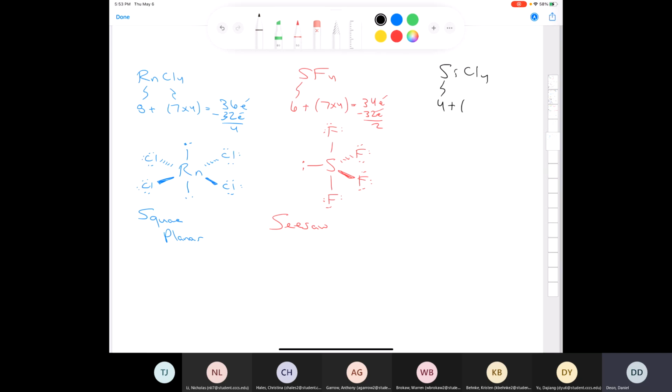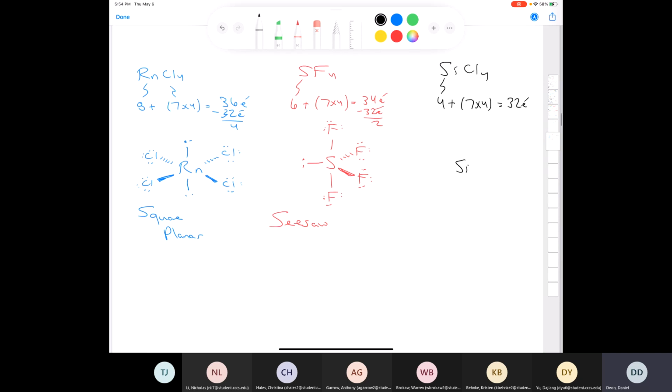So that's 4 plus 7 times 4. So 4 plus 28, which gives you 32. So we have silicon. Nothing's easy in chemistry, is it? But some things are more abundantly clear than others, right? If we have 8 electrons on each of these, between the chlorines and the bonds, this would give us 32 electrons. So this one is going to have bond angles of 109.5 degrees. And the answer is silicon tetrachloride would be tetrahedral.